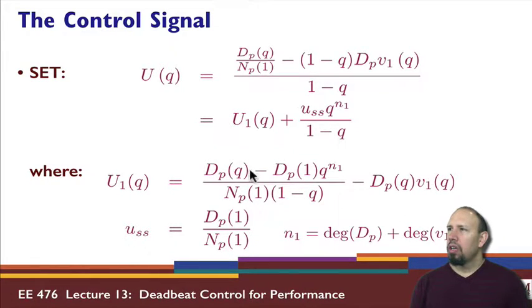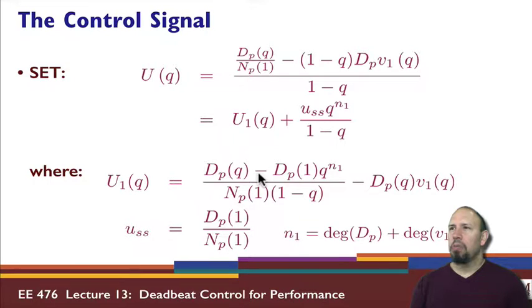Okay, so this is actually the transient control signal. And although it may not be obvious, this is a polynomial, even though it looks like it's a rational function. Notice that if Q is equal to 1, dP of 1 times 1, this is just a polynomial. This has a root at 1 minus Q. And so this is actually a polynomial even though it doesn't look like it.